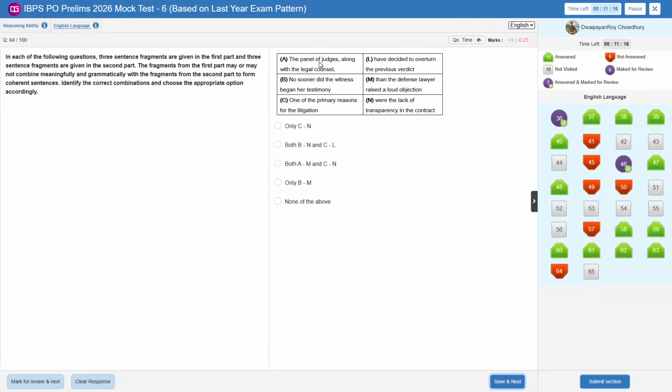The panel of judges, along with other legal counsel, not where, so nothing with A. No sooner did the witness begin her testimony than the defense lawyer raised a loud objection. So B and M, only B and M. One of the primary reasons for litigation has decided. Okay.